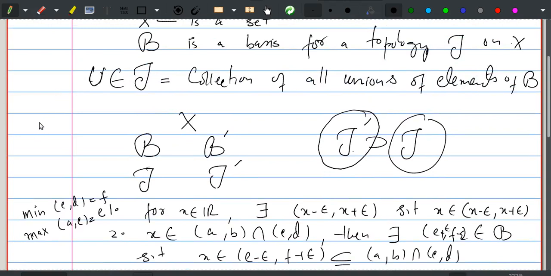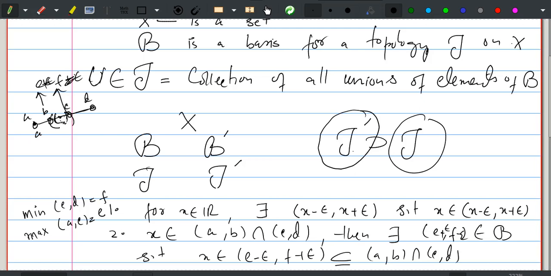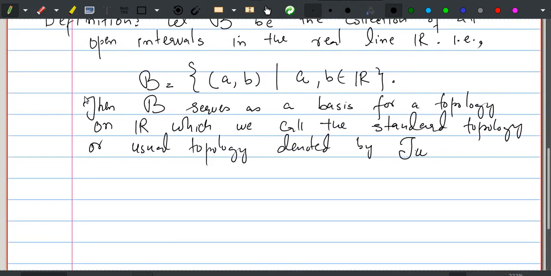So it is like this. We have the open interval (a, b) and the open interval (c, d). Then the maximum of a and c is here, which we call e, and the minimum of b and d is here, which we call f. So x is somewhere in here, so we can find an epsilon such that (e plus epsilon, f minus epsilon) is a small interval which contains x and which is in the intersection. So this B serves as a basis for a topology on R.